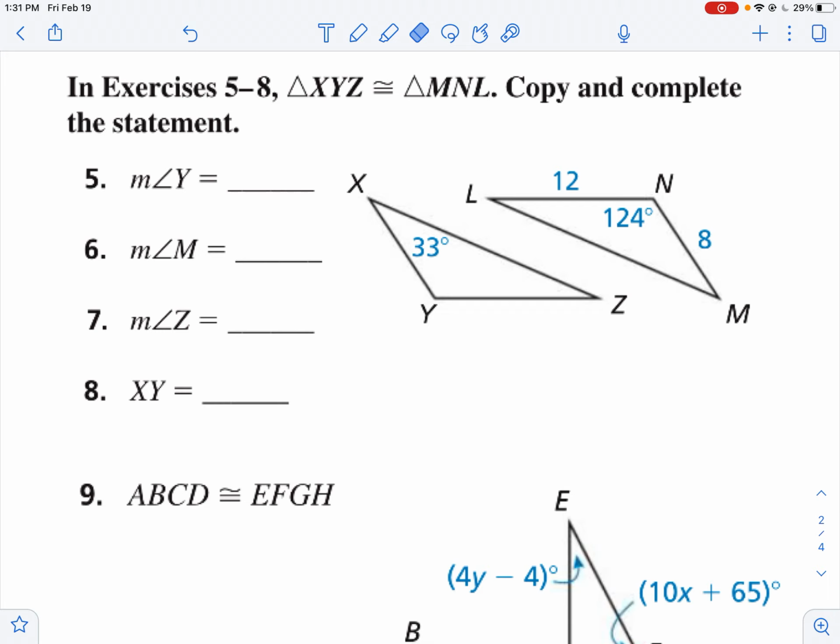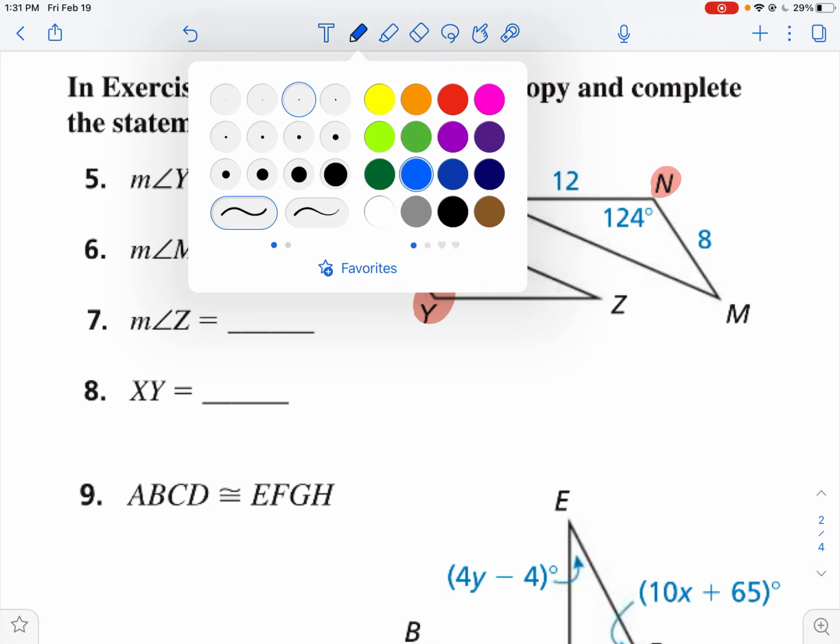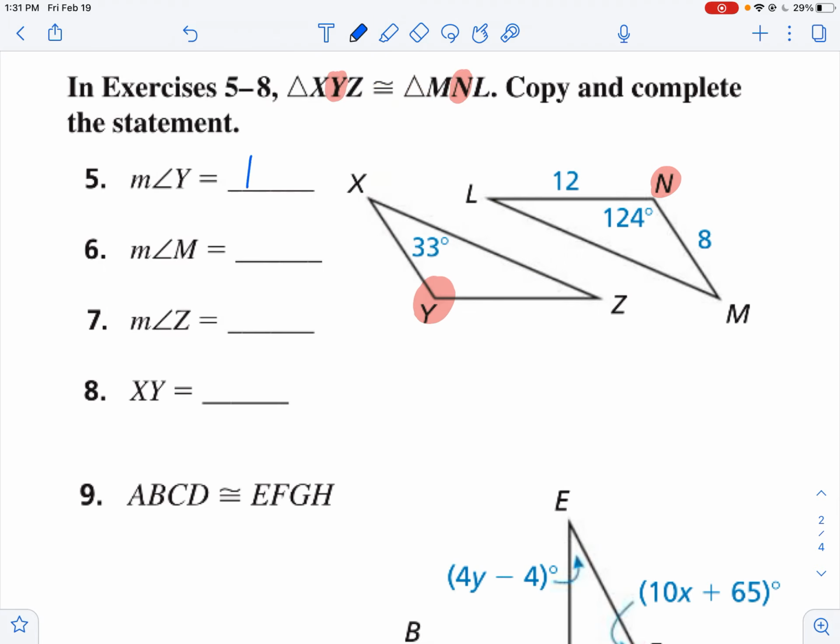All right, angle Y. I want to find angle Y. There's a couple things I could do. I could look at Y in the name and figure out that corresponds to N. So let's look at N and look at Y. I don't know what Y is, but I know what N is. N is 124 degrees. So if N is 124, then Y should also be 124 degrees.